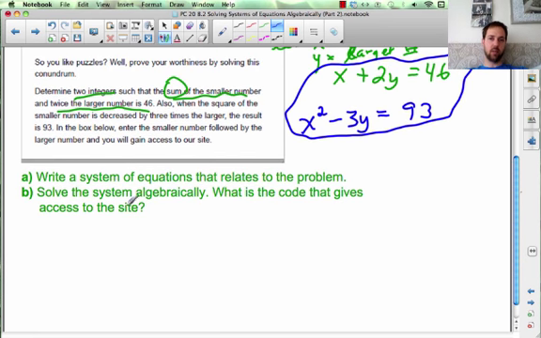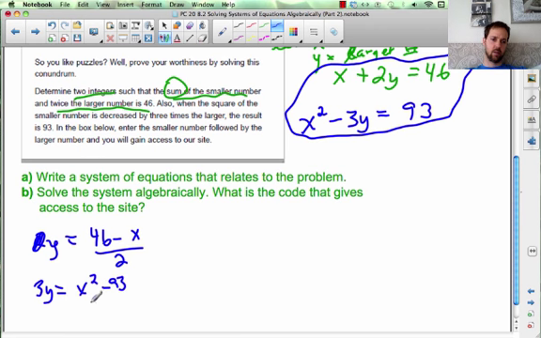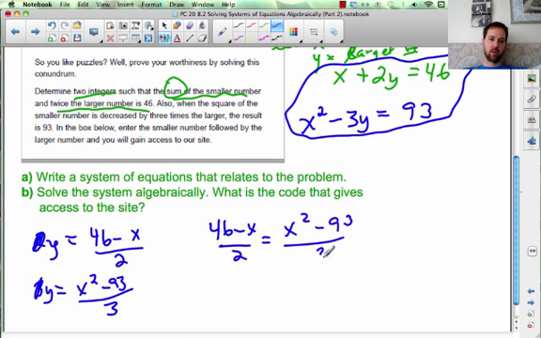So let's isolate y in each of them. First one, 2y equals 46 minus x. So y equals 46 minus x all over 2. The bottom one, 3y equals x squared minus 93. So y equals x squared minus 93 all over 3. Set these equal to each other. 46 minus x over 2 equals x squared minus 93 over 3.